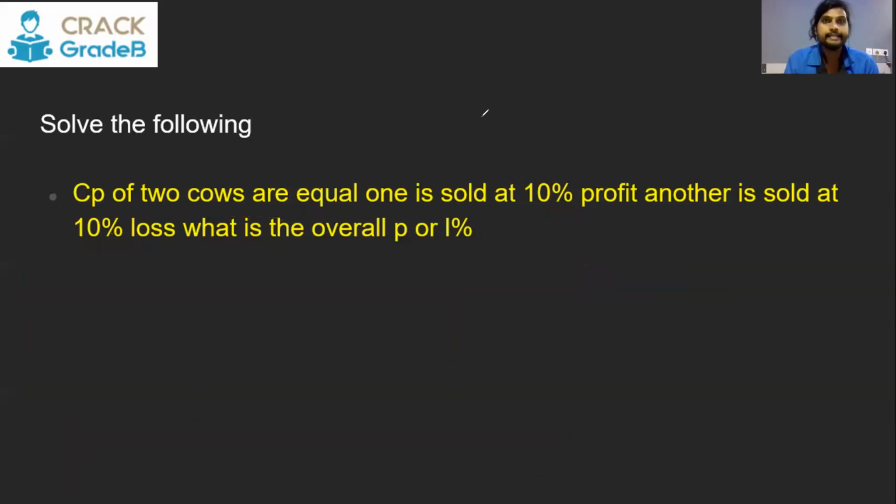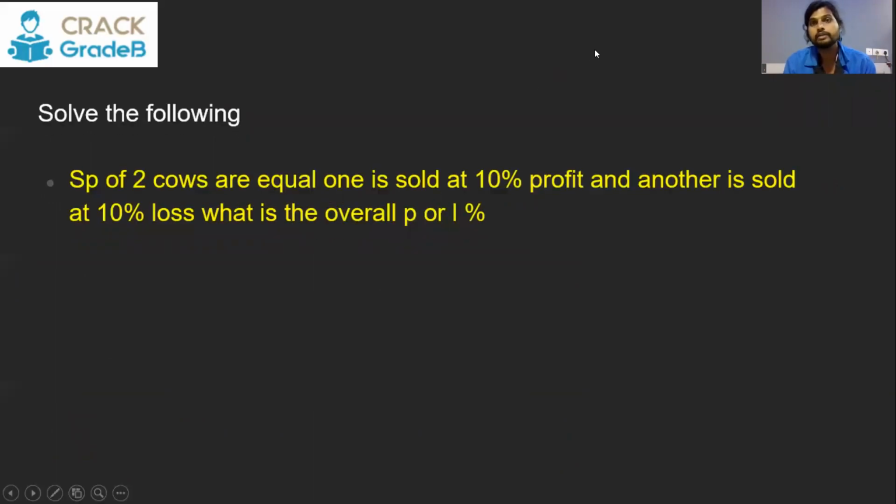Okay, let's see another type from this two-article type of question. There, cost prices were equal. Here, the selling prices are equal. So if it says the selling price of two cows is equal, one is sold at 10% profit, another is sold at 10% loss, what is the overall profit or loss percent? Yes, there is a trick. There is a short trick for this type of question, but that short trick is very question specific, situation specific. If the exact same situation comes, then only you can use the short trick. I'll tell you that later.